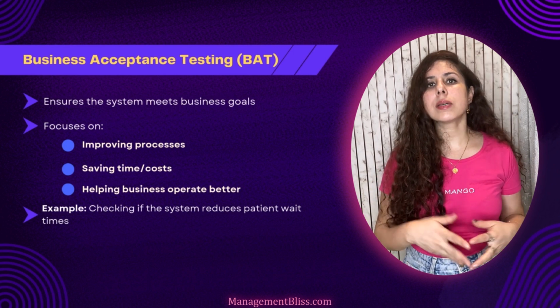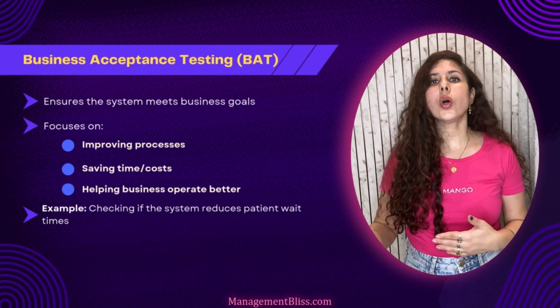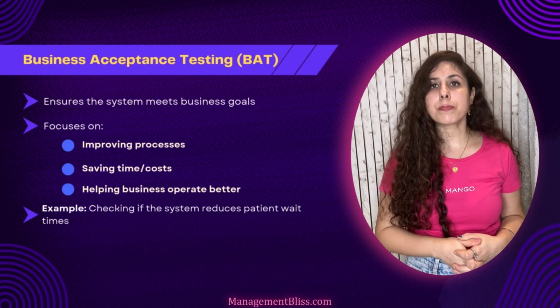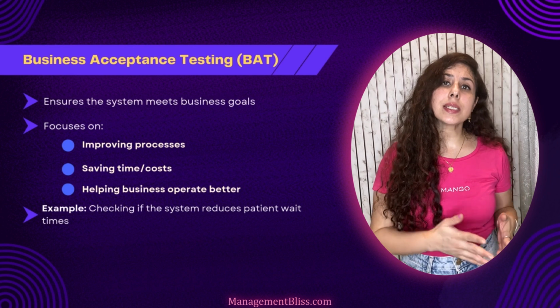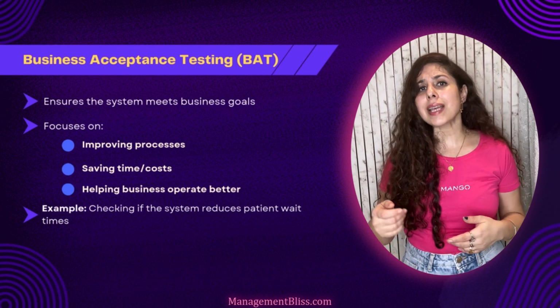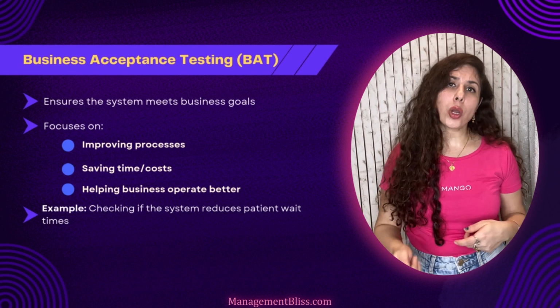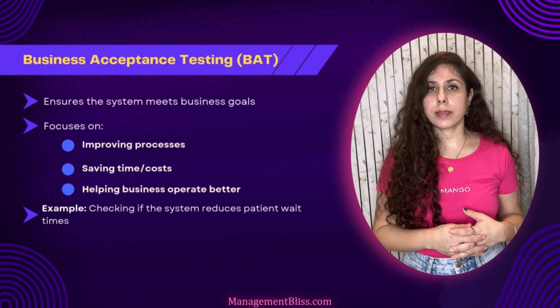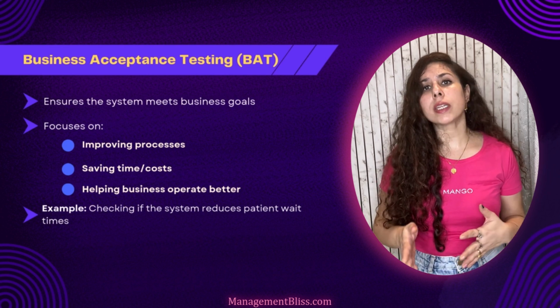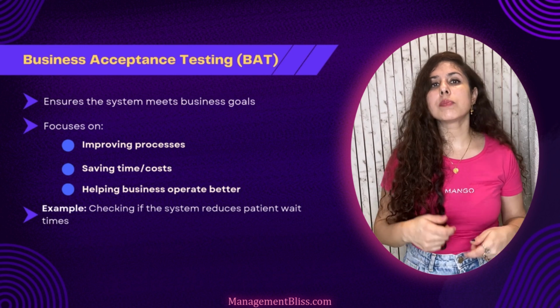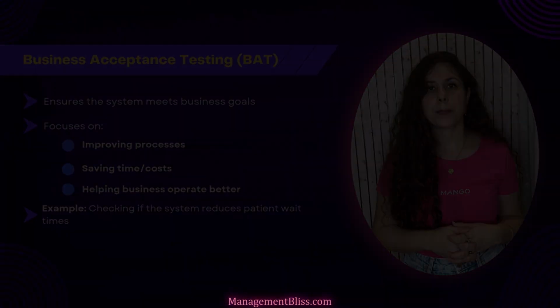For example, suppose the hospital chain wanted a new system to reduce the patient wait times. Then during the business acceptance testing, they'll look at whether the system is actually making the appointment booking process faster and more efficient. If it doesn't solve the problem, then the system might need some more tweaks before it can be rolled out.